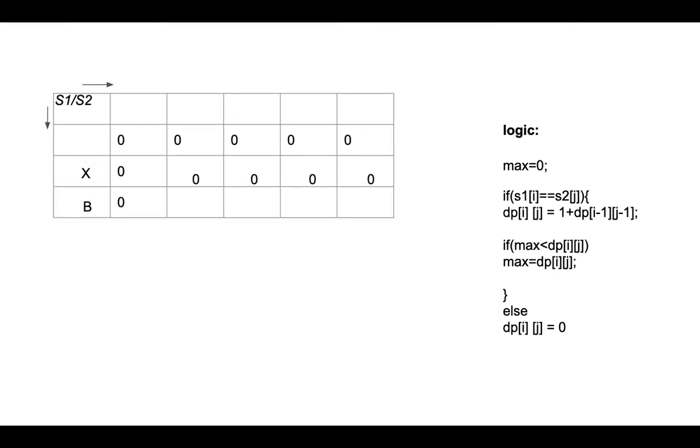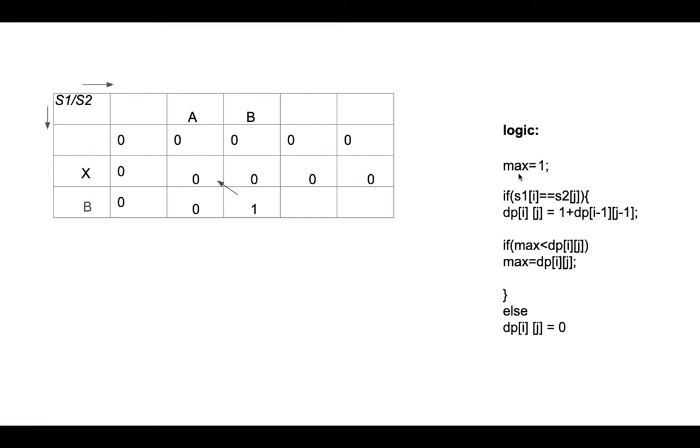Now take another character of string S2 and compare with all the characters of string S1. Is b equal to a? There is no match. Now fill the block with 0. Now compare with another character, which is b. Yes, there is a match. Now take the diagonal element, add 1 to it and fill the block. Now we have to update the max pointer. So max pointer would be 1 now.